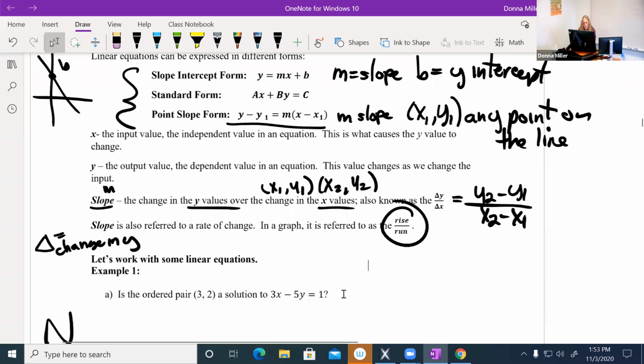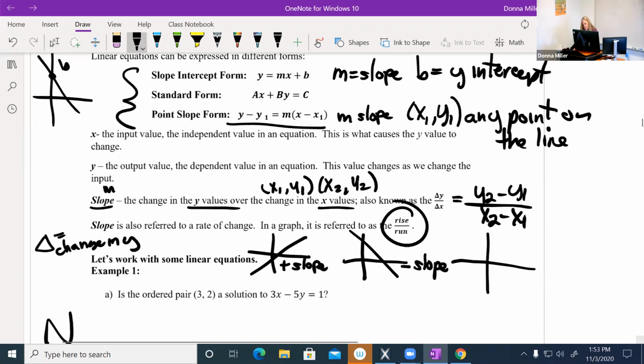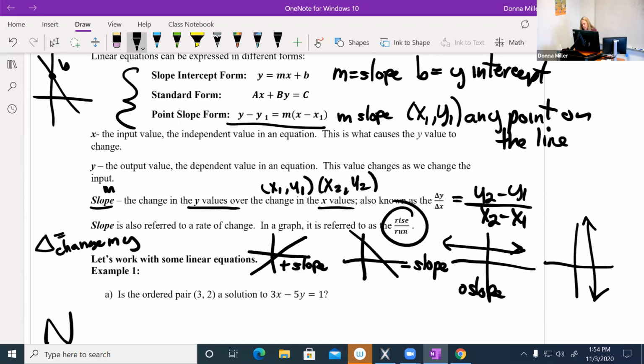A few things about slope, I guess I should say. A positive slope is rising to the right. This is a positive slope. Negative slope is falling. As x goes up, y goes down. And then this is a 0 slope, a flat line. And a vertical line has infinite or undefined slope. It's infinitely steep.